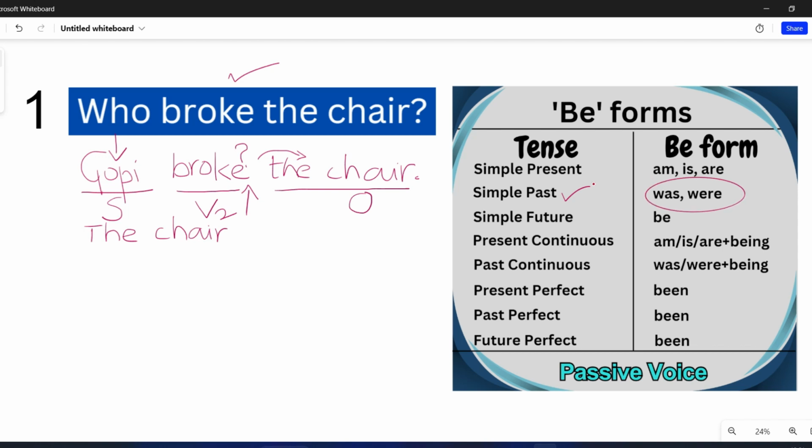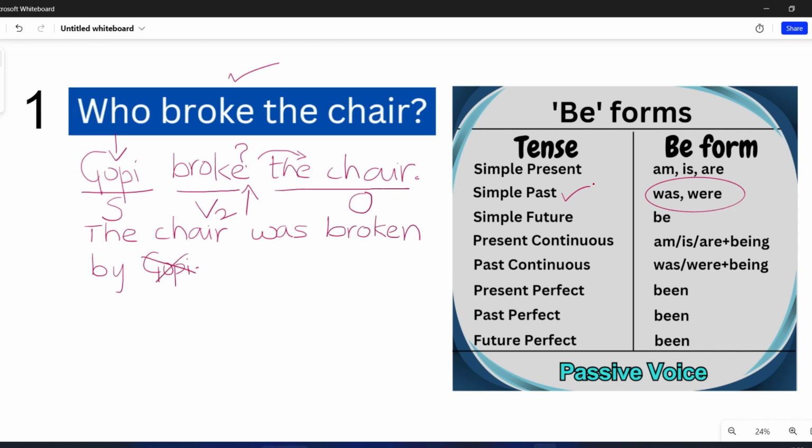Now here, Gopi broke the chair. The chair is the subject in passive voice sentence. Chair is singular, so we say the chair was. And in passive voice, we always use the third form of the verb, so we say broken. The chair was broken by Gopi. But Gopi is not in the actual question. We created that. So let's remove this Gopi here.